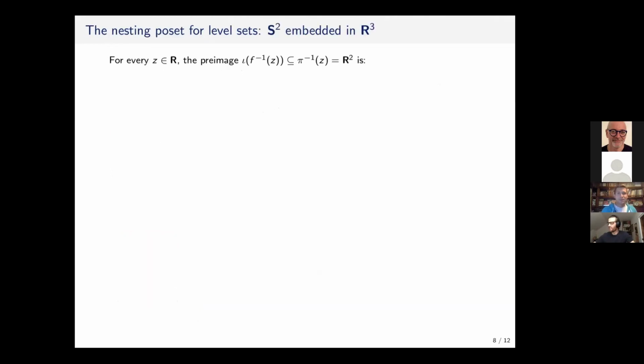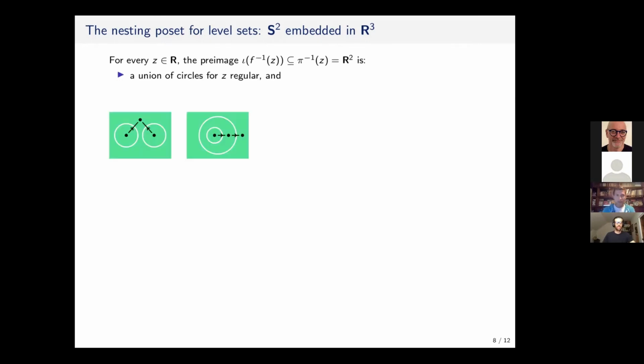All right. So one thing I mentioned briefly, but I didn't talk about in detail, was the nesting poset. So the setup was a Morse Smale function from S^2 to R that factors through a smooth embedding iota into R^3, and then through a projection onto an axis pi. So these circles are going to be iota of F inverse of z. And whenever z is a regular value, these circles are going to be either separate or nested. And I've drawn this nesting poset. I haven't defined it yet. I'll define it at the bottom of this slide.